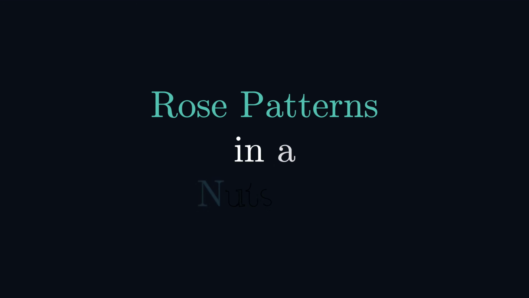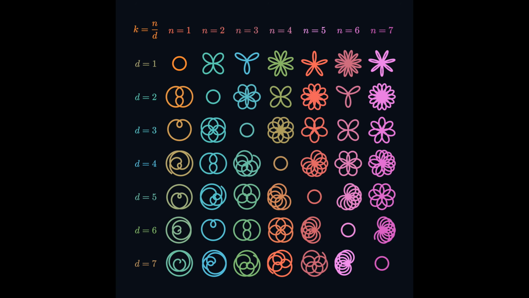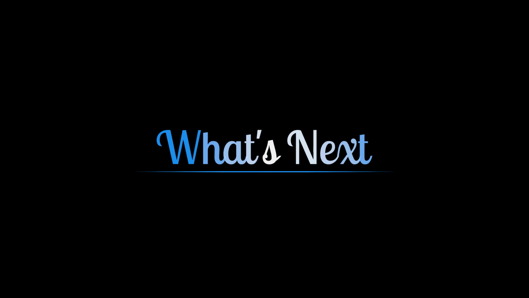Before I end this video, I want to demonstrate all the rose patterns in a nutshell, just to give you an intuition of how different k values bring out the beauty of mathematics. And to implement this, I'm using the arrange_in_grid function. Well, that's all for now, but I had so much to share about Manim.